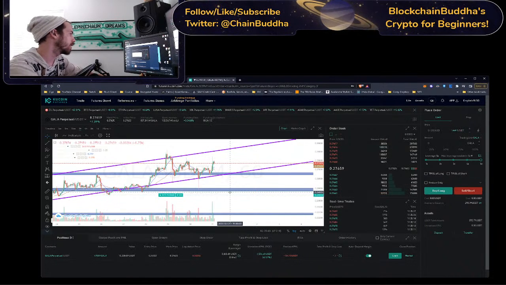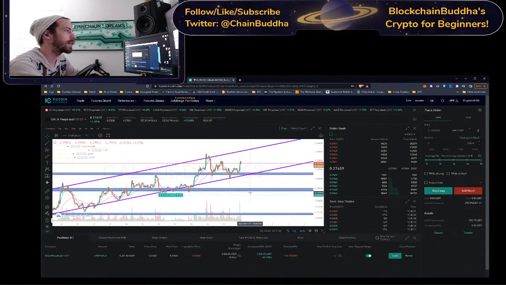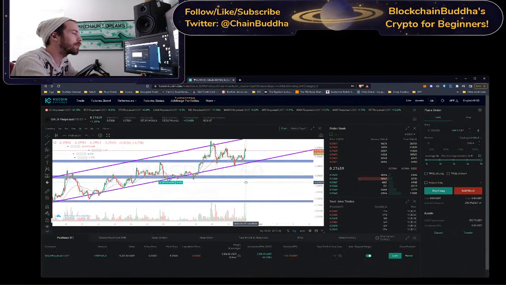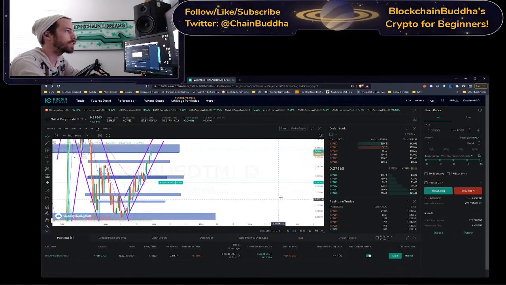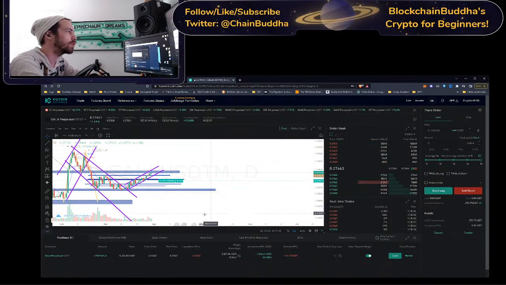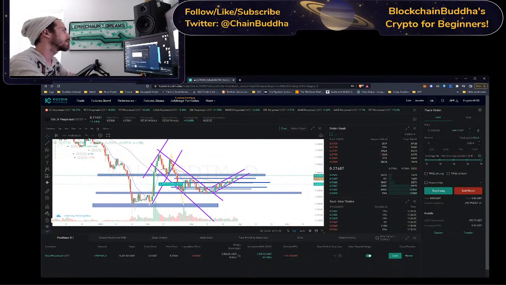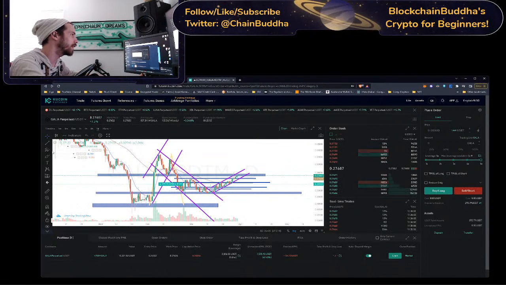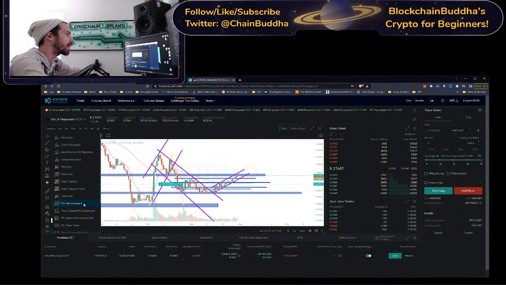I went a little bit longer than I thought I would, but I got into a little bit more detail than I thought I would. The only thing I really didn't talk about too much is the Fibonacci sequence, which is cool and good to know, but essentially what that does is show you an indicator of where price will retrace back to.